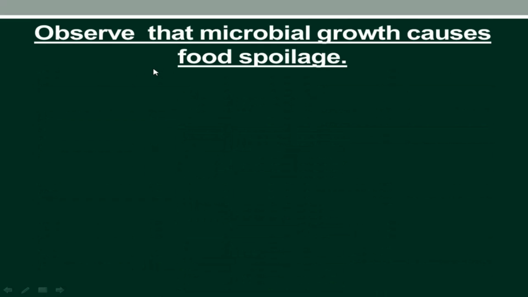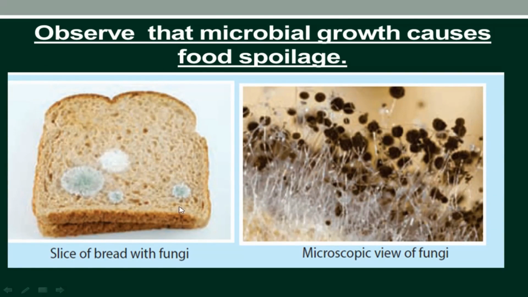Then we will go to learn about our next topic: observe that microbial growth causes food spoilage. Now you can see this picture. This is a slice of bread with fungi. Some fungi can be seen on this bread, and when observed through the microscope, the fungi can be seen like this. The appearance of the food is changed, and also nutritional value and odor change due to the growth of the fungi on the bread.